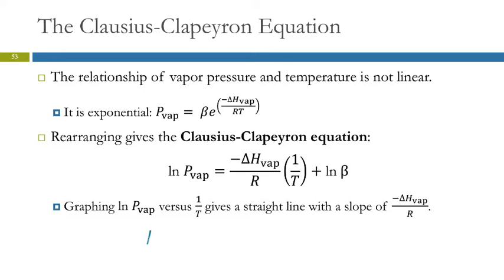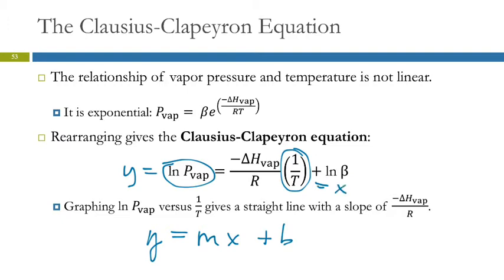So remember, the equation for a line is y equals mx plus b. So this is y, 1 over T is x, and then negative heat of vaporization divided by R is the slope of the line.